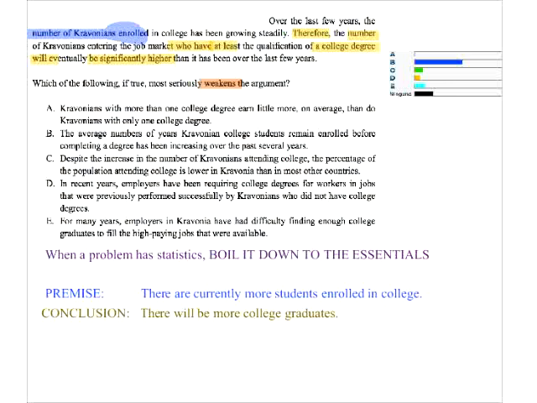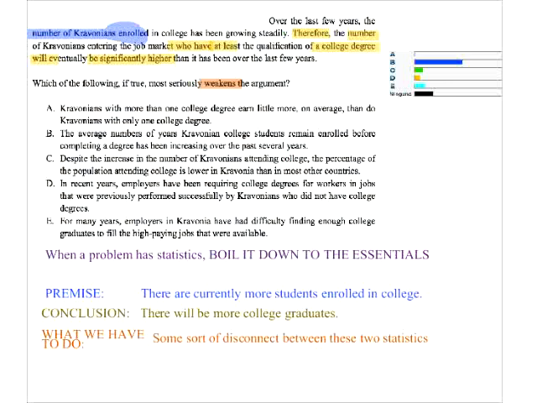And because it's a weaken question, what we have to do is figure out some sort of disconnect between these two statistics. So let's see if we can figure something like that. We need some sort of break point between enrolled students and graduates. There's a couple of ways that you might do that.